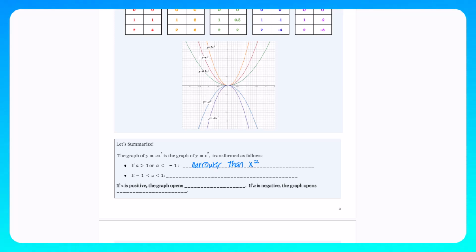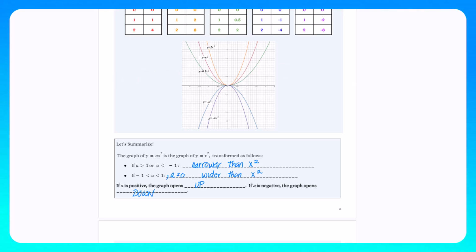And if a is between -1 and 1, in other words, it's a decimal or fraction. Oops, we forgot something. A cannot equal 0, because if a equals 0, then there is no quadratic portion. We say that it is wider than the x squared function. Now, going back to standard form, same thing applies. If a is positive, the graph opens up, and if a is negative, it opens down.